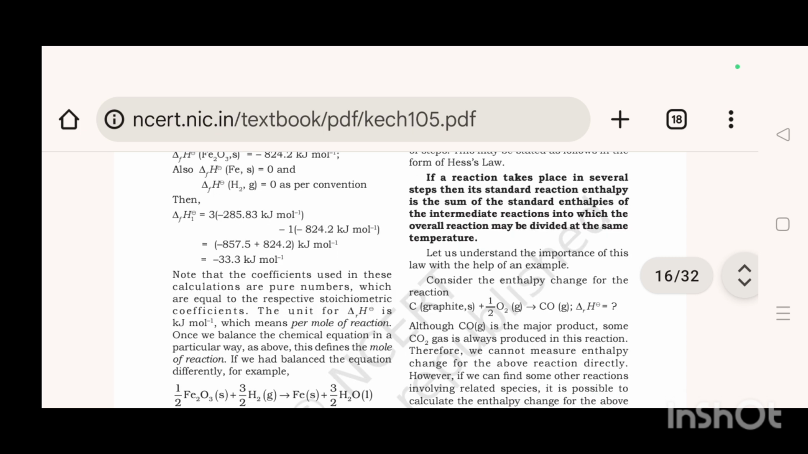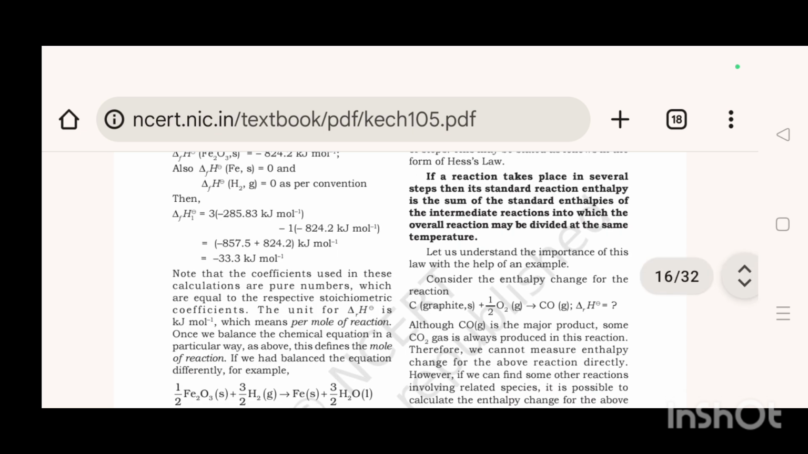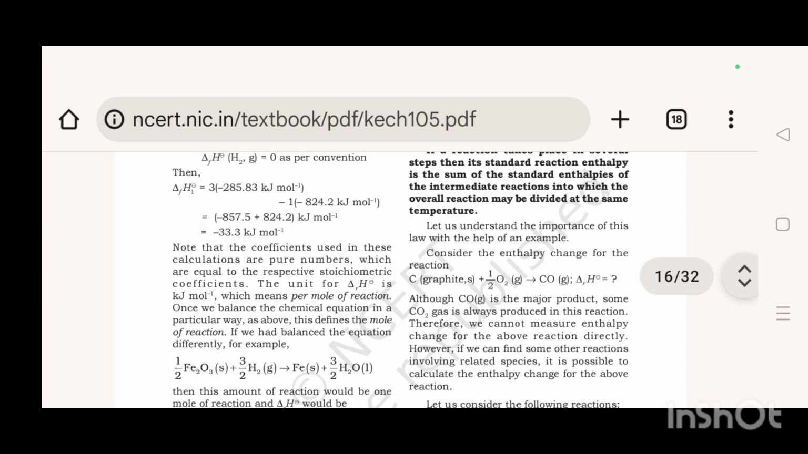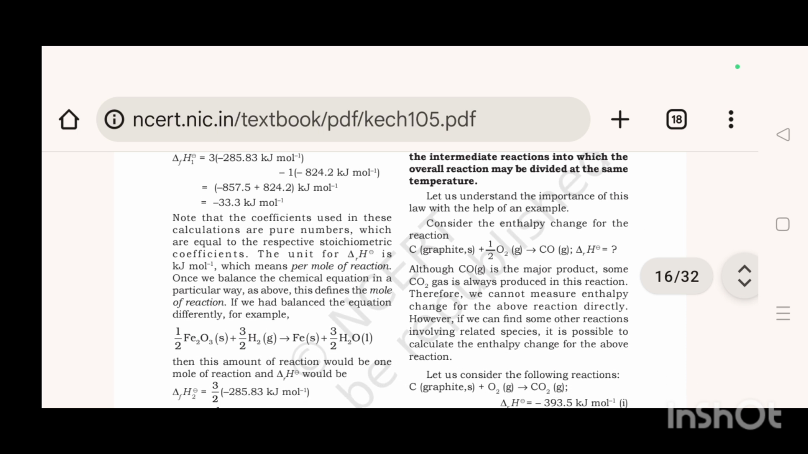If a reaction takes place in several steps, then its standard reaction enthalpy is the sum of the standard enthalpies of the intermediate reactions into which the overall reaction may be divided, at the same temperature. Let us understand the importance of this law with the help of an example. Consider the enthalpy change for the reaction C (graphite, solid) plus half O2 gives CO (gas), ΔrH is question mark.